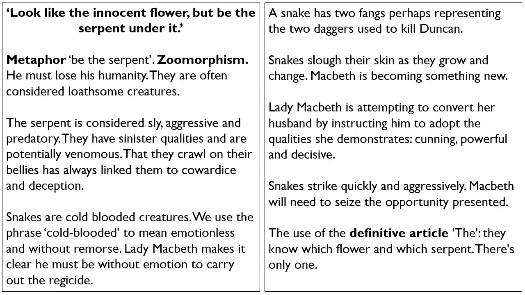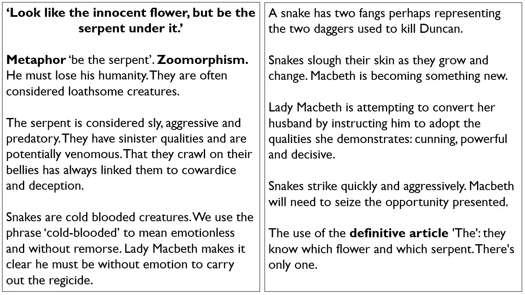Now, snakes are cold-blooded creatures. We use this phrase cold-blooded to mean emotionless in human beings, to have no remorse. She says that he has to be clear in his emotion. He has to have no emotion to carry out this regicide. And that turns out to be very true, because it is the guilt, the emotion she feels that undoes her, and the guilt he feels immediately after the murder that almost undoes their plan.